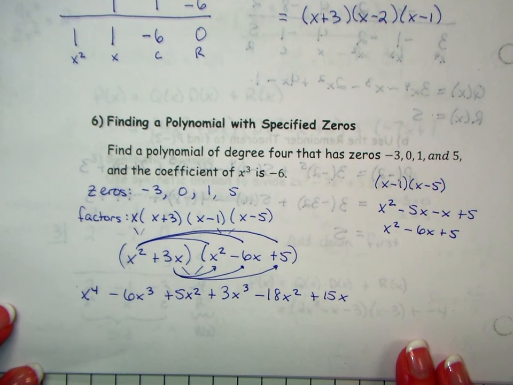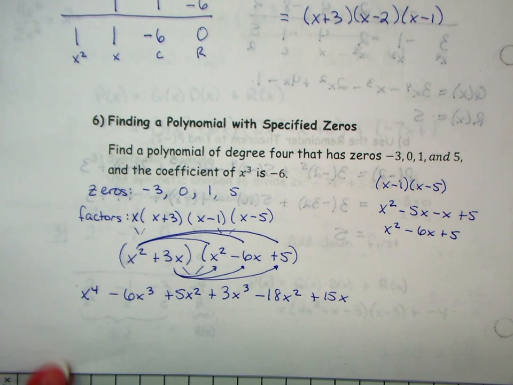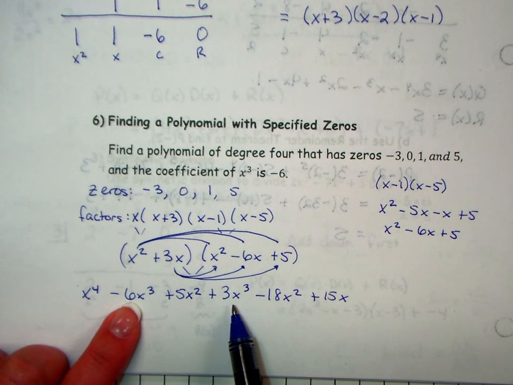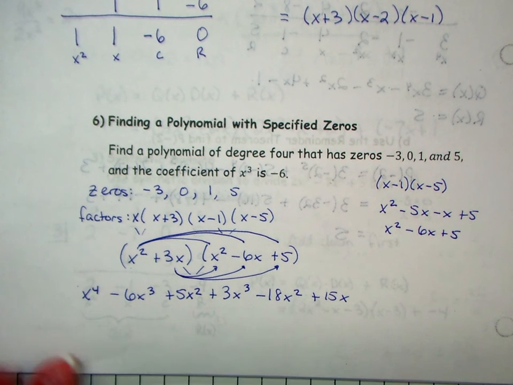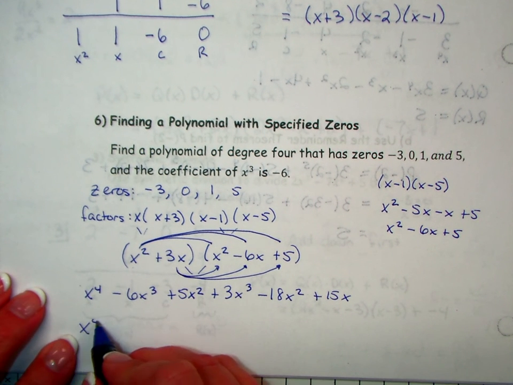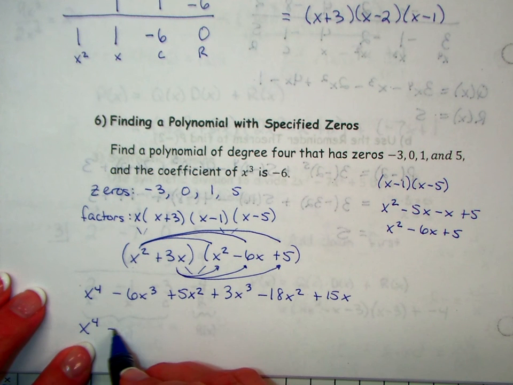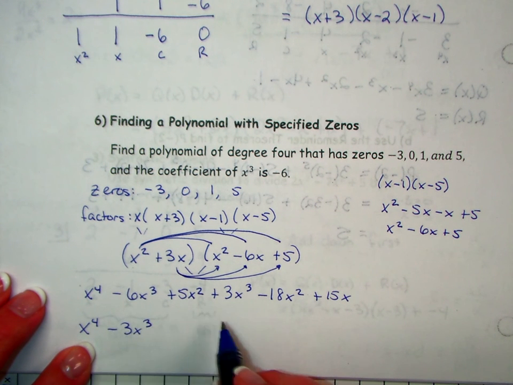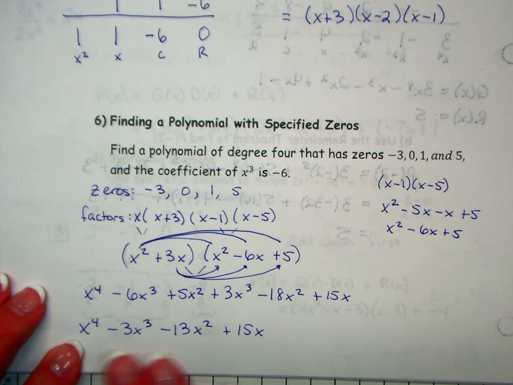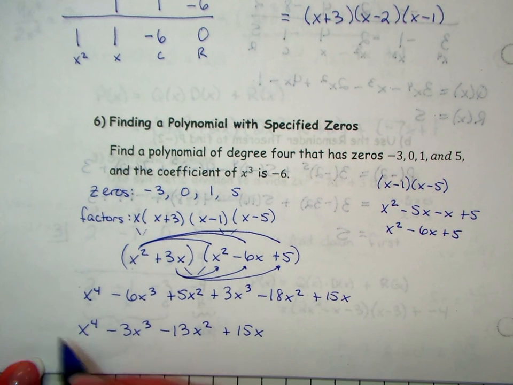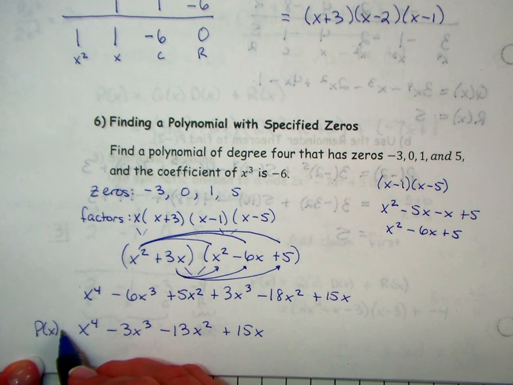Right. So now I probably have some like terms to add together. I have 2 different x cubed terms, so I'm going to add those together. I'll go ahead and combine my x squared terms. So I'm going to get x to the 4th minus 3x cubed minus 13x squared plus 15x here. So here's my polynomial. This is the polynomial that has all the desired zeros.